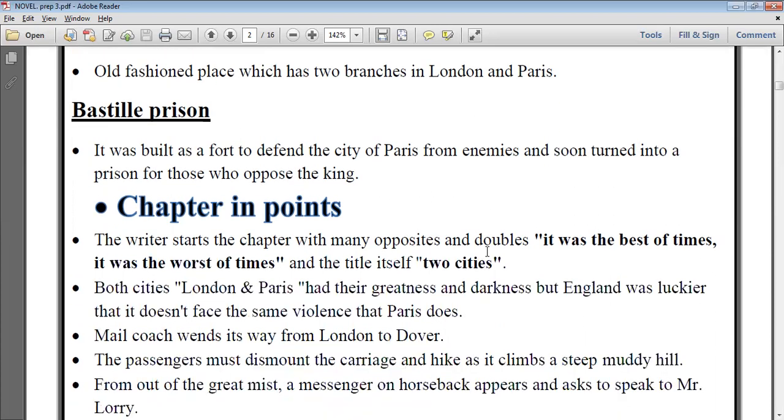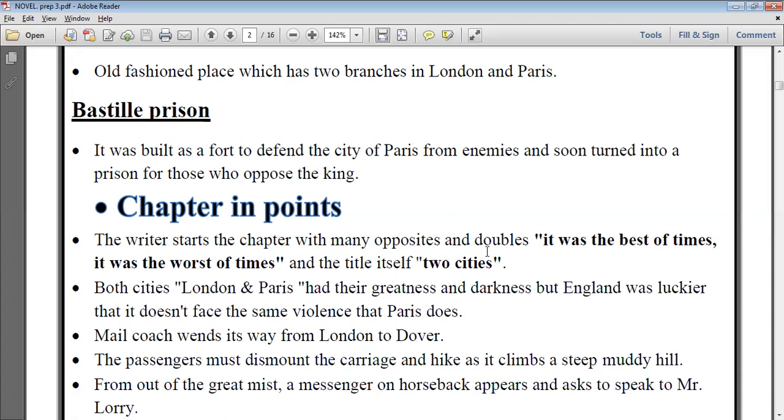Bastille Prison. It was built as a fort. Bastille Prison is also one of the most important places in this novel. You know the fort, like a castle, the place that protects someone, is built for protection. It was built as a fort to defend the city of Paris from enemies and soon turned into a prison for those who opposed the king.